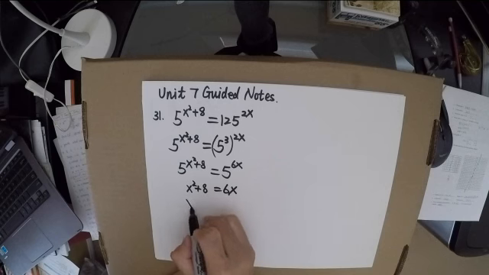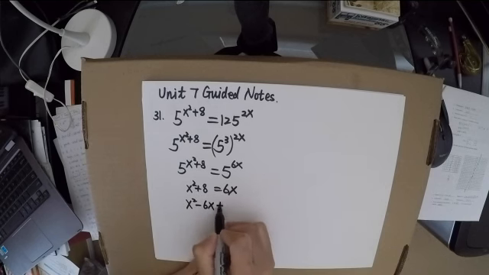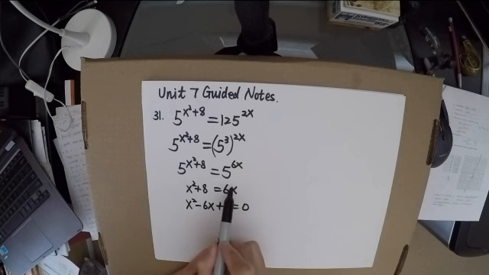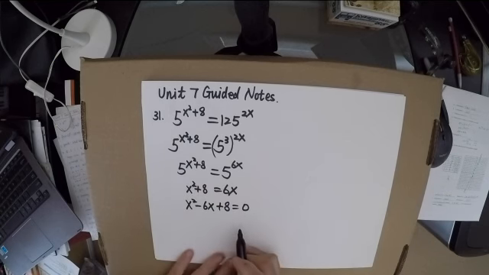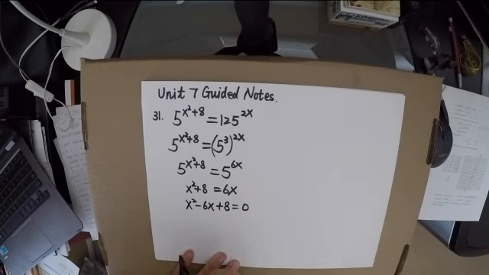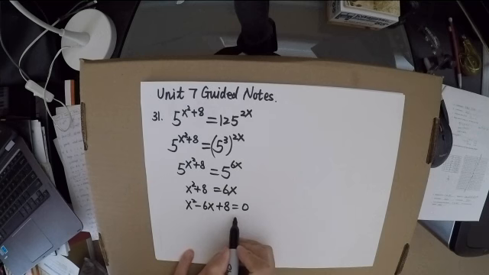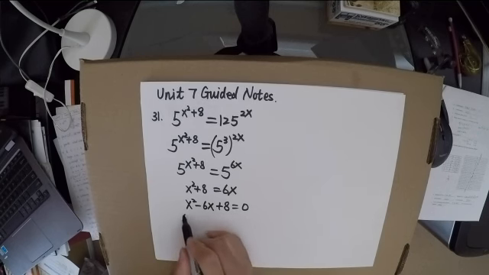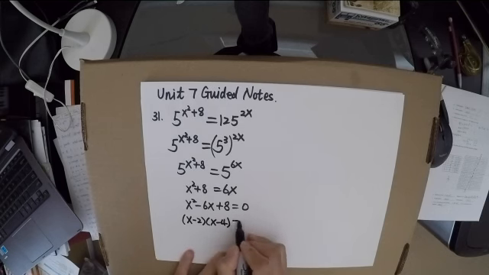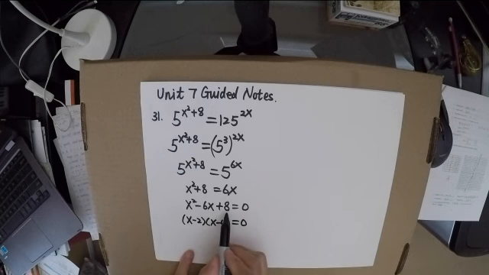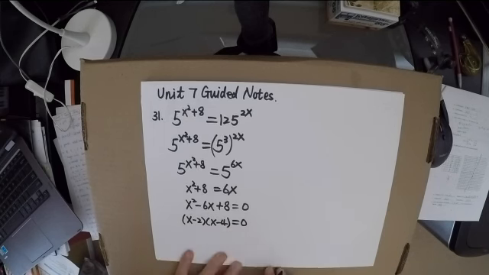Now it becomes x squared minus 6x plus 8 equals 0. You move this 6x to the left side, it becomes negative 6x. And to solve this quadratic equation, as you have learned before, you could factor: x minus 2 times x minus 4 equals 0, because you find the two factors of 8, which are 2 and 4, which added together make 6. Negative 2, negative 4 make negative 6, okay?